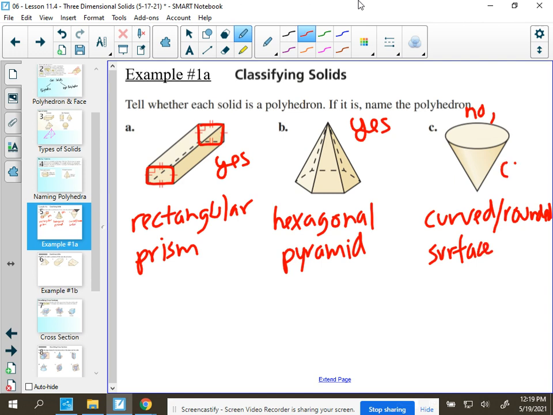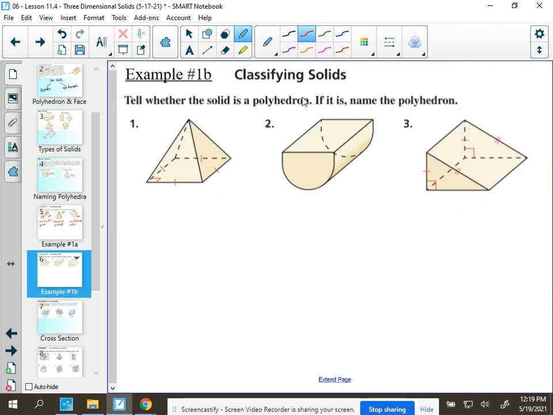For this particular one, we could call it a cone. We just talked about that a little bit ago. So it's not a polyhedron though, because of that curved rounded surface. All right, a couple different looks here. Same deal, same question, same setup. Tell whether the solid is a polyhedron.